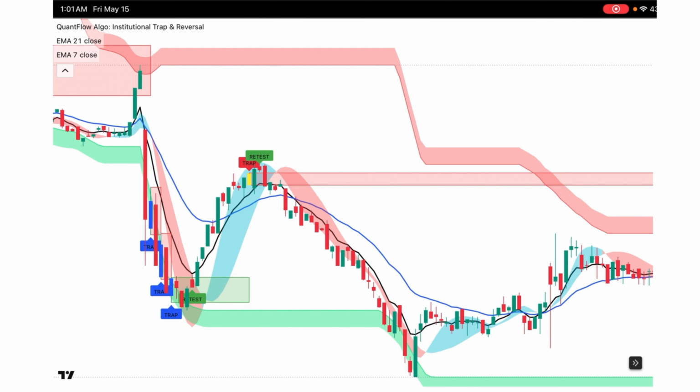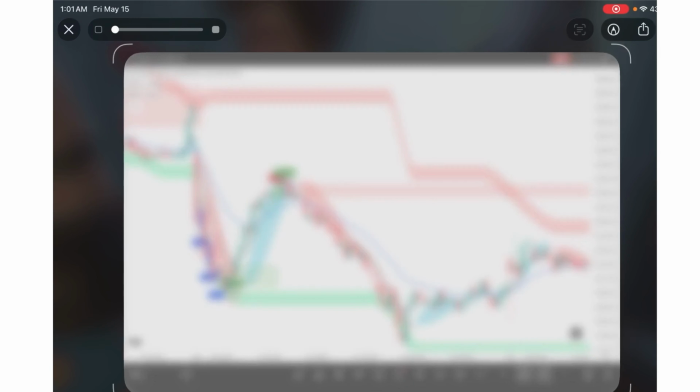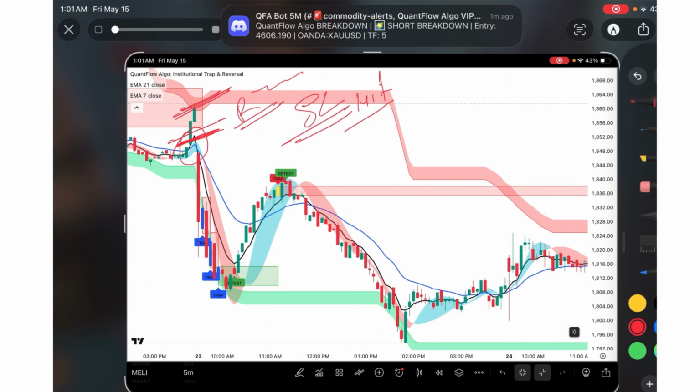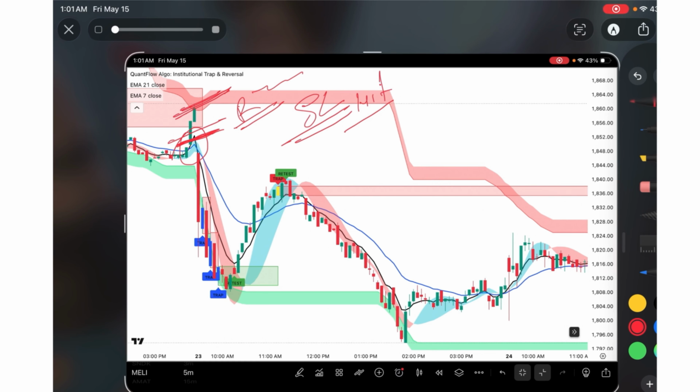You really don't have to use your brain at all here. Now, let's take a look at this. See, there's a crossover here. If we take an entry at the crossover here, what does the QuantFlow Algo suggest to us? The QuantFlow Algo is telling us that we're at resistance. If we had taken an entry here without confluence, then our stop loss would have definitely been hit. That's absolutely clear. And we can clearly see that there's resistance here. So we can avoid taking an entry here.